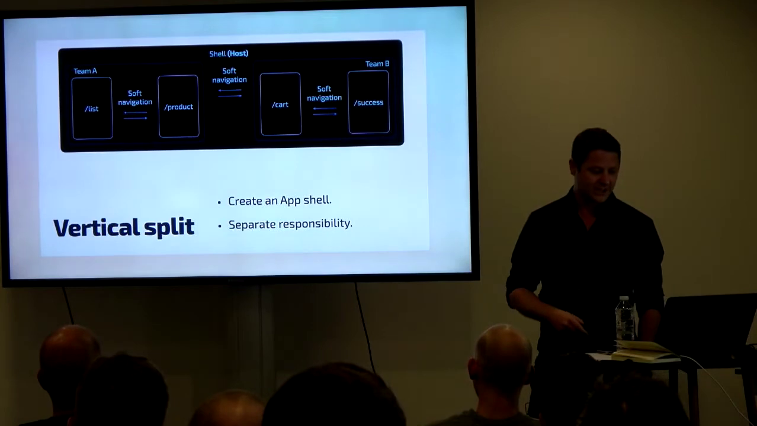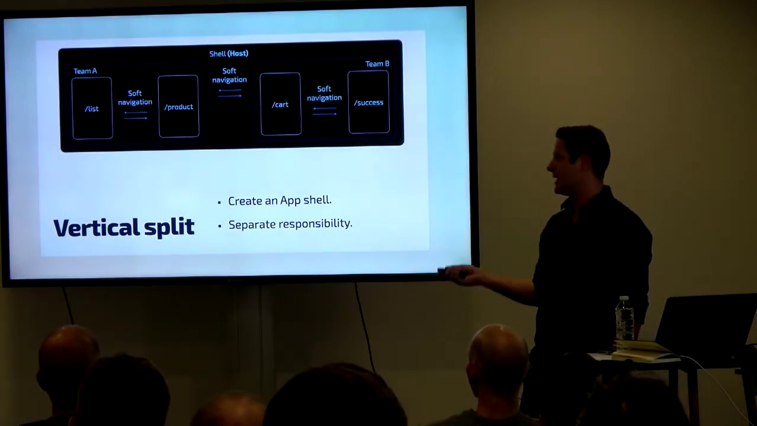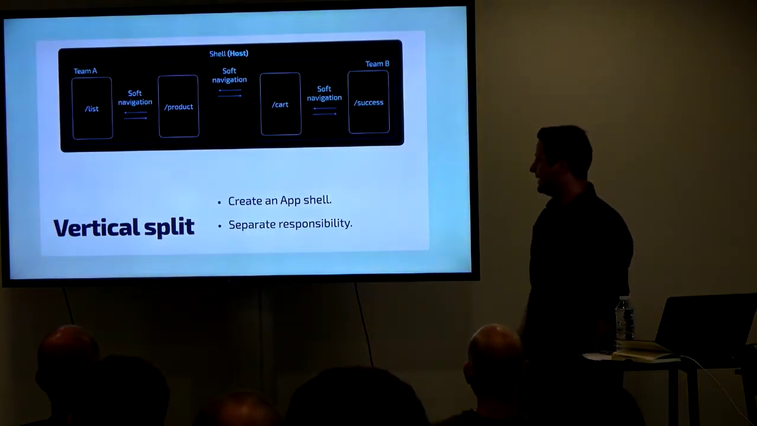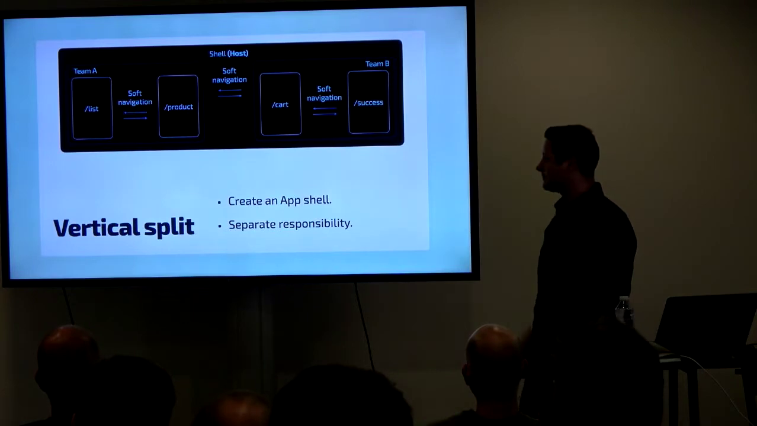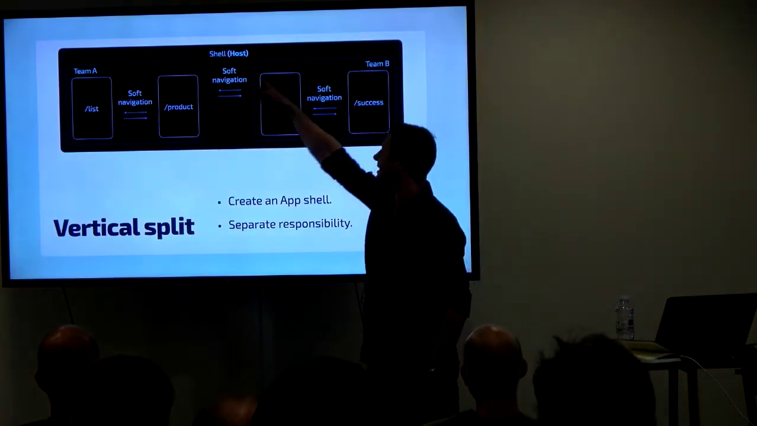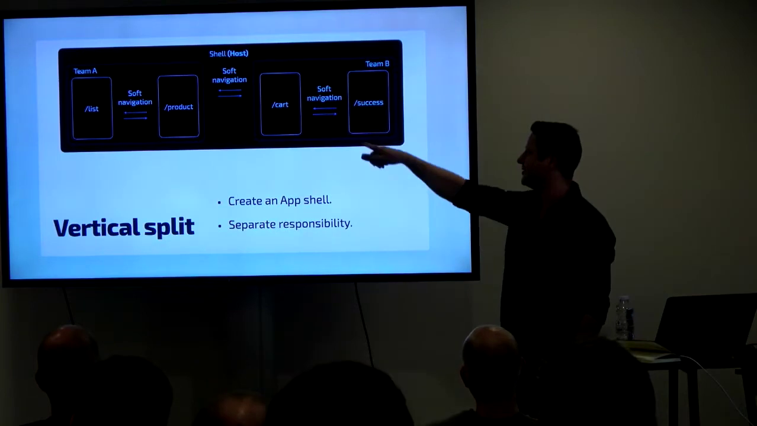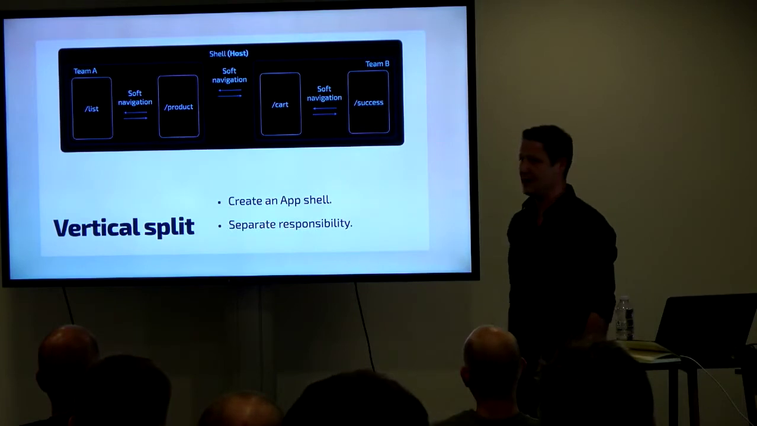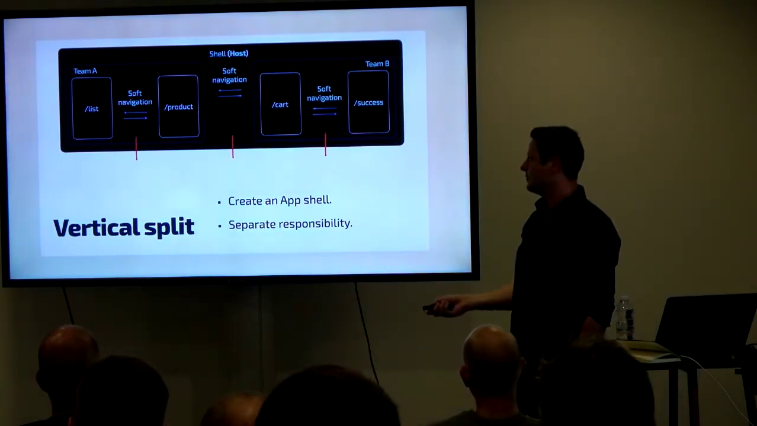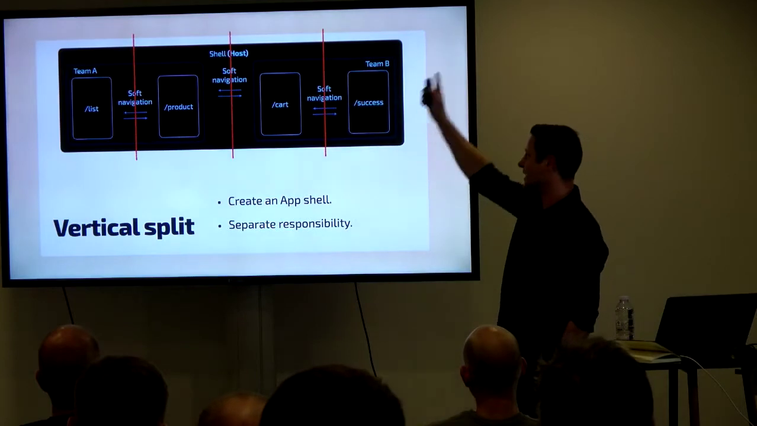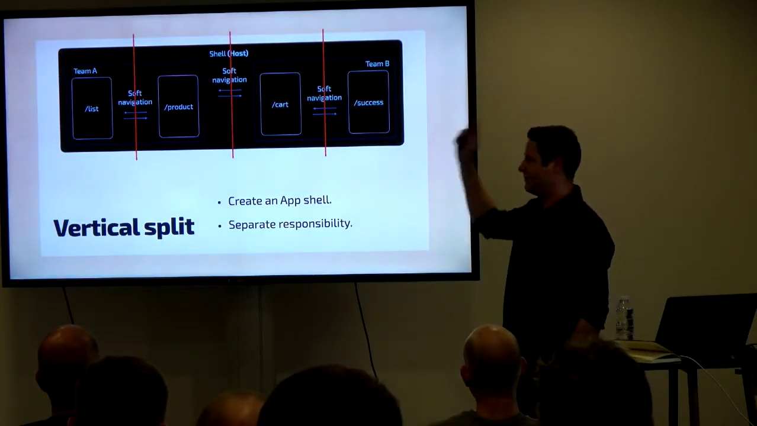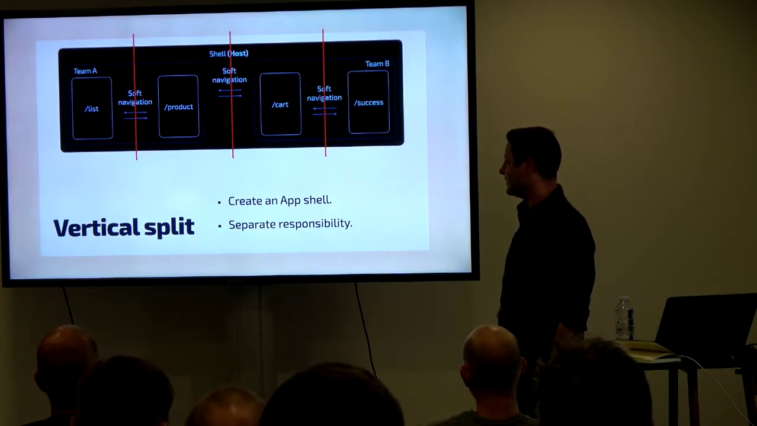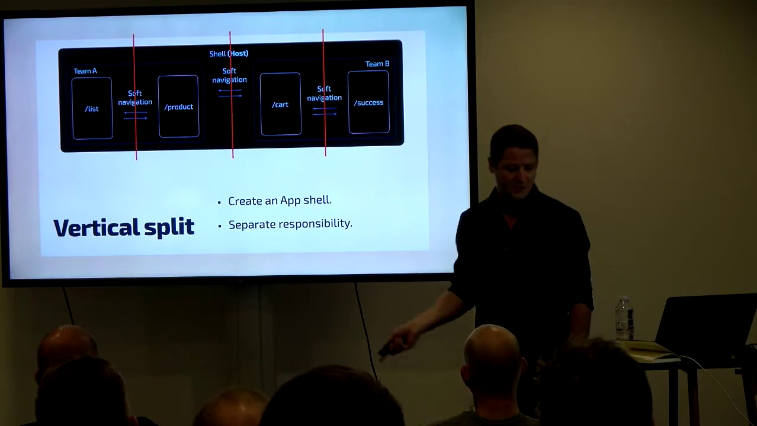So micro frontends talks about vertical splits and horizontal splits. This is an example of a vertical split. You have a shell application up here, and then you have different teams within that shell application that work on different parts of the application. The reason it's called a vertical split is because you can draw lines vertically between the different parts of the app. That way you can separate responsibility.